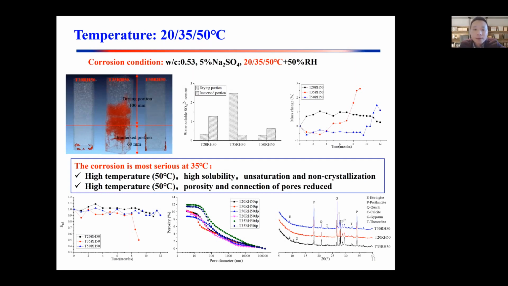The XRD results confirm the phenomenon. Moreover, the MIP shows that the porosity and connection of pores also reduce due to the crystallization of salt. Accordingly, mortar will not crack and corrode.